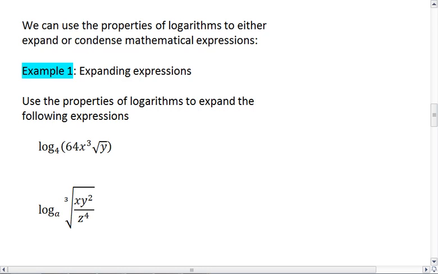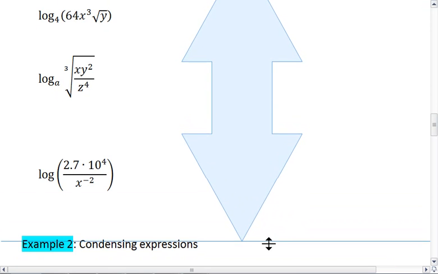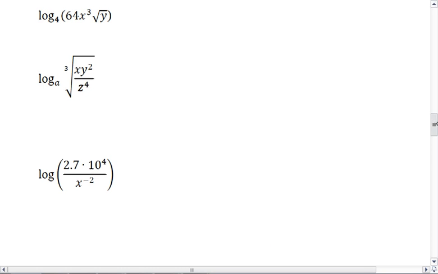Once we know the properties of logarithms, we can use those properties to either expand or condense mathematical expressions. Example 1 is looking at expanding. We're going to use the properties of logarithms to expand the following expressions. Take a moment, try to work these out on your own first, then resume the video when you're ready to see the solutions.